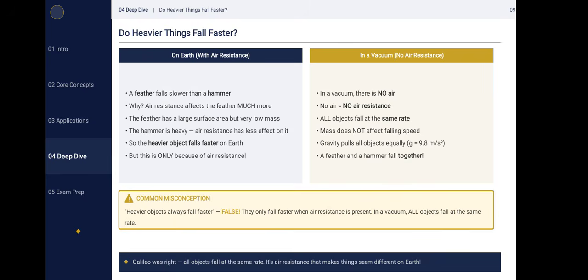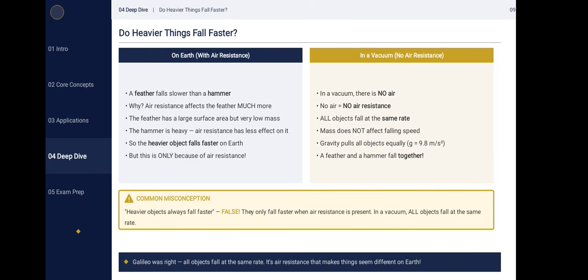But this is only because of the air resistance. When there is no air resistance, when the objects are falling in a vacuum, they drop to the ground at the same moment with the acceleration 9.8 meters per second squared. So in a vacuum, there is no air, no air resistance, and all objects fall at the same rate. Mass doesn't affect falling speed. Gravity pulls all objects equally. Got it? A feather and a hammer fall together.